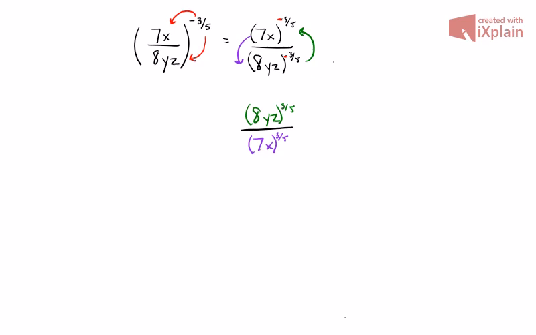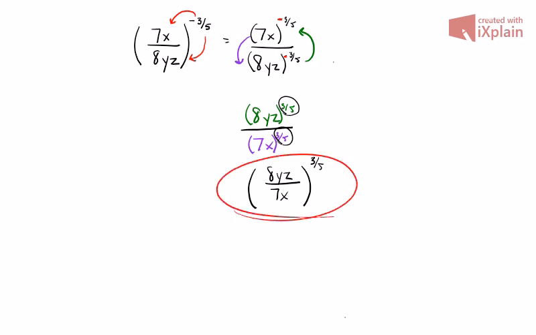The only step that I would say is, again, note how the numerator is raised to the 3/5 and so is the denominator. So they're still being raised to the same exponent. We could write this in that shorthand again, so we could do 8yz on top and then 7x on the bottom and then just raise it to that 3/5. Okay, this is what your final answer can look like.